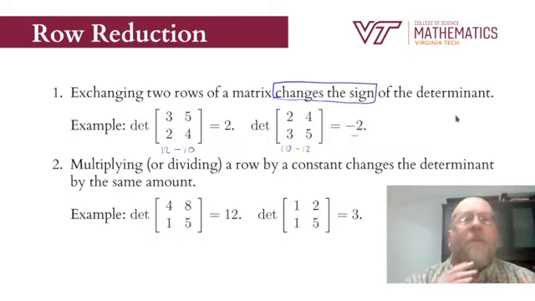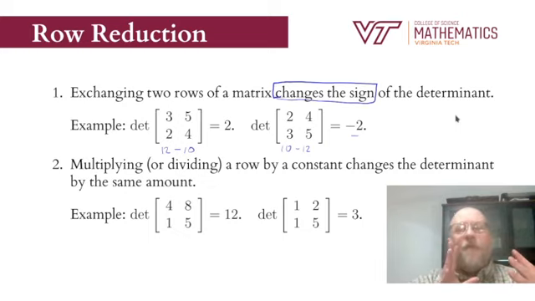And so if I have a matrix that's not in echelon form, but I want to put it in echelon form so that the determinant is easy, then if I switch two rows during the row reduction process, I have to remember that that changed a sign, and then I have to change the sign back when I'm done. I have to undo that change when I'm finished.